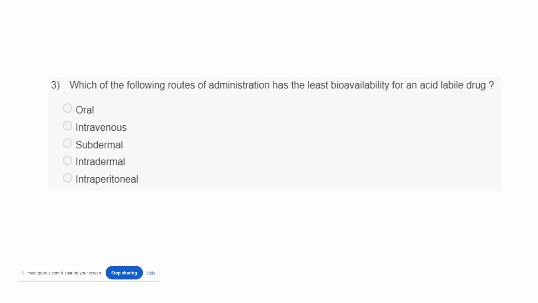Third question was, which of the following routes of administration has the least bioavailability for an acid labile drug? So if the drug is acid labile, then it can easily degrade in the acidic pH of the stomach, and only in the oral route it will go directly to the stomach. So if you are administering through oral route, it will have the least bioavailability.